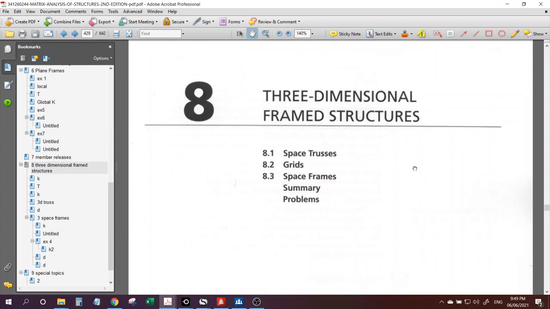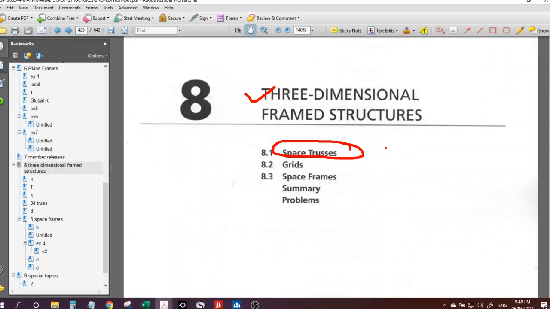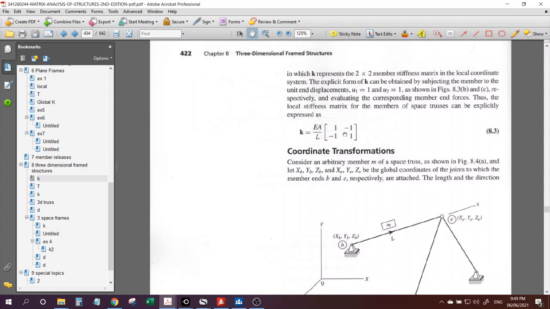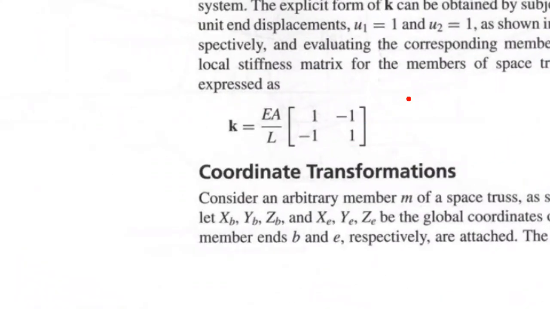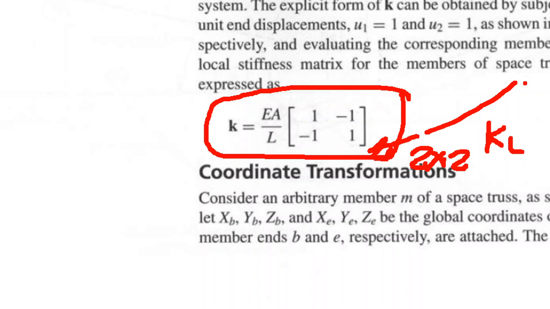Okay, so today I'll be discussing 3D space truss. This is a part of three-dimensional frame structures. To recall, this is the stiffness matrix of an axial member. It's a 2x2 local stiffness matrix, because we only consider axial deformation. So it's either tension or compression, right?